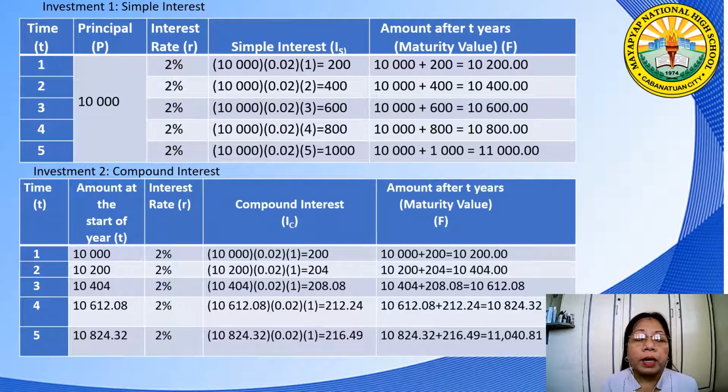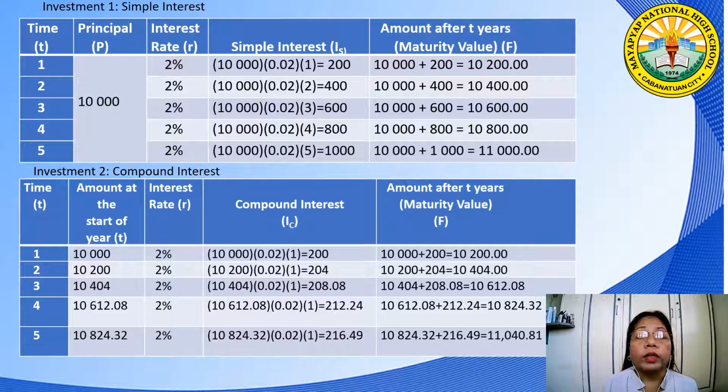But at the end of the second year, this 10,200 becomes the principal at the start of the second year. So the calculated compound interest is 204, again added to 10,200, that becomes 10,404. So same with other computation up to the end of 5 years.